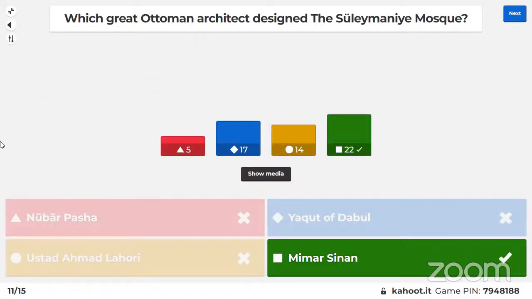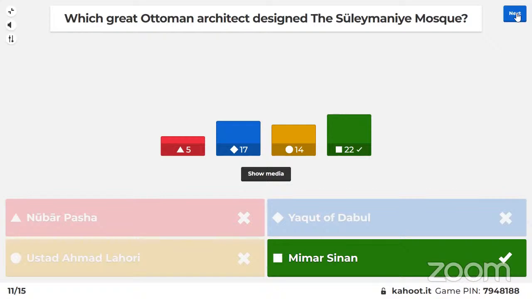All right, time's up. So the Sulaimaniya Mosque was designed by the Ottoman architect Mimar Sinan. Mimar Sinan is a very good example of Ottoman imperial mosque architecture, and it is located in Istanbul in Turkey.